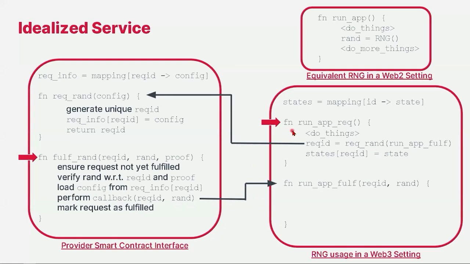From the client perspective, they're only calling one function, run app request, and then they wait for the provider to handle the rest. Eventually there will be a second transaction. So from the client perspective, this is still one call. And then for run app fulfill, instead of having to validate the randomness, we only have to validate that run app fulfill is being called by fulfill rand. And if it is, then we know that all of these checks have passed.